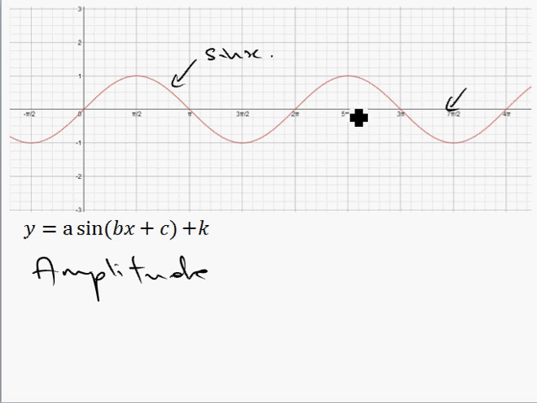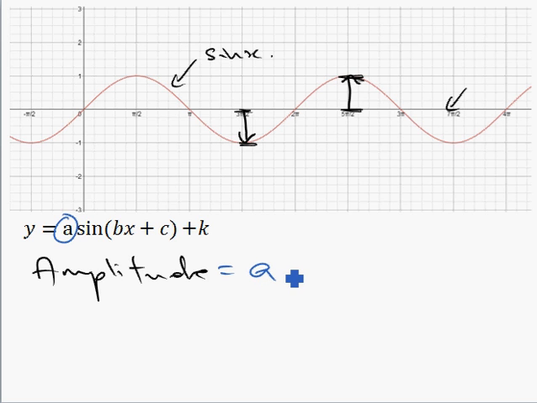The amplitude is the largest difference from the center line to the highest point, or to the lowest point. This is amplitude. So it's always taking the highest point to the center line, or the lowest point to the center line. In mathematical terms, amplitude is simply this value, A.